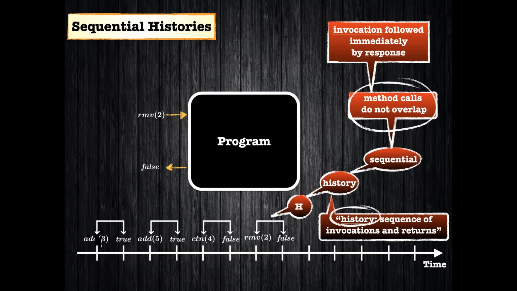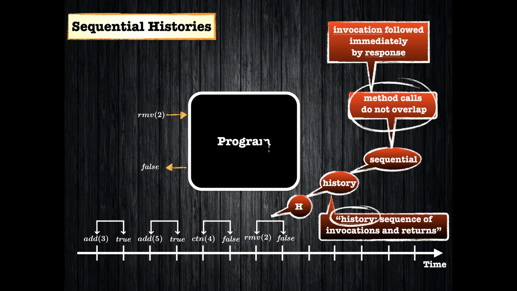If you look at what happens at different time points, either you have an invocation, in which you give a method name and an input value, or a response, in which case you get an output value. We call such a sequence of invocations and matching responses a history H. In particular, if you have a sequential program, then the history is sequential, meaning that each invocation is followed immediately by the response. A history, in general, is a sequence of invocations and returns, and it is sequential if the methods do not overlap.